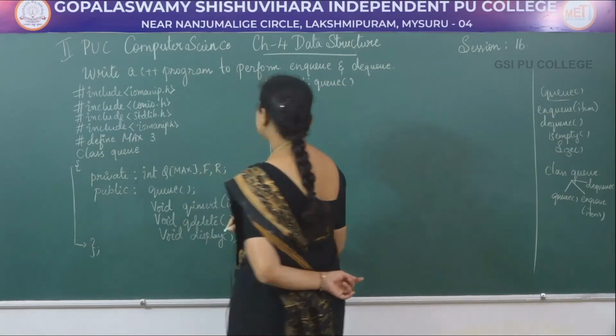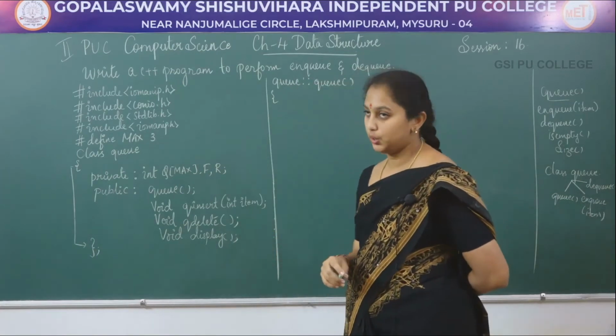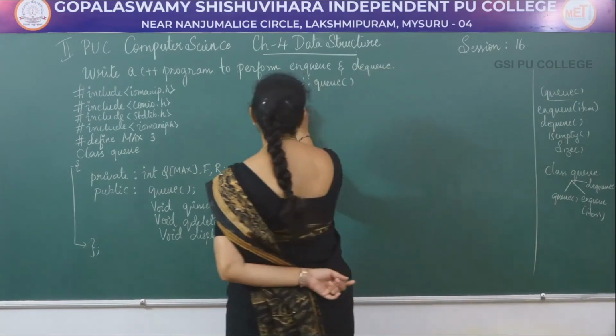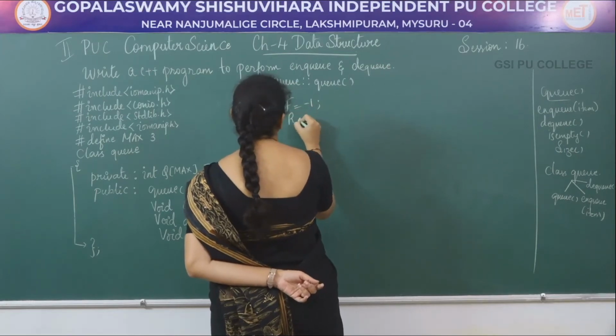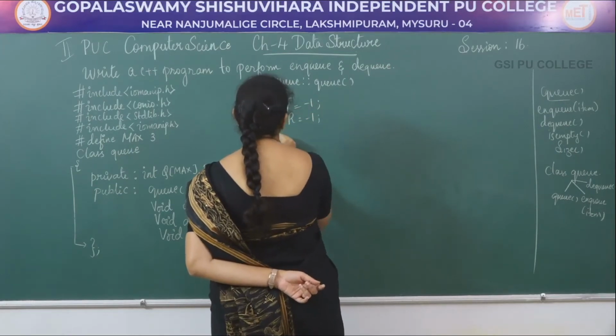Here we are creating an empty queue. So the front will be -1 and rear will be -1.